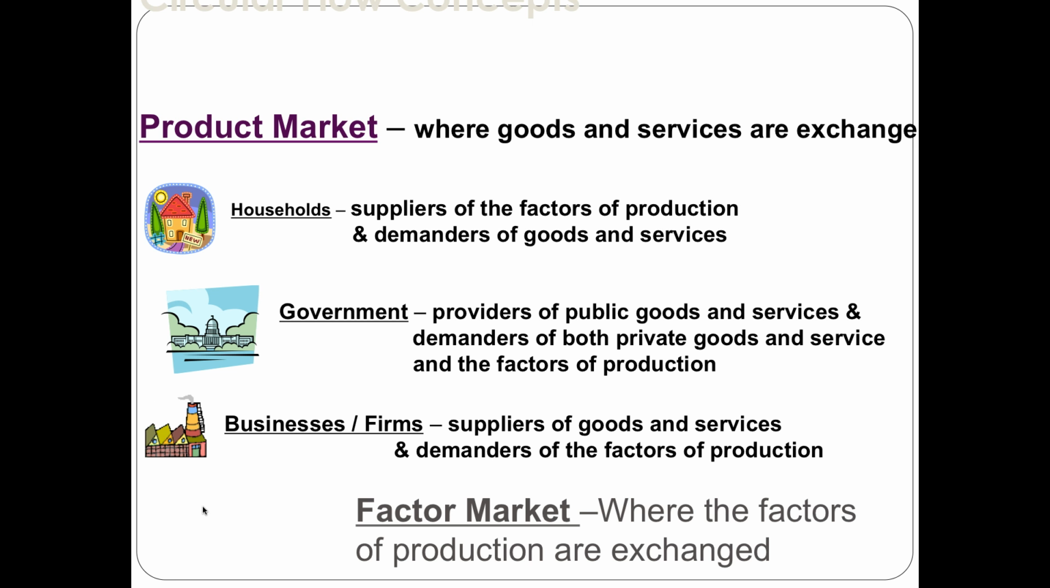The military, the police, they protect everybody. They don't necessarily go around and make sure you've paid for their services. They protect everybody in a certain area. And so because of that, the government needs to tax to make sure that everybody pays for these public goods. So the government taxes so that people are paying for military protection and police protection. The government will provide these public goods and services, and they're demanders of both private goods and services and the factors of production.